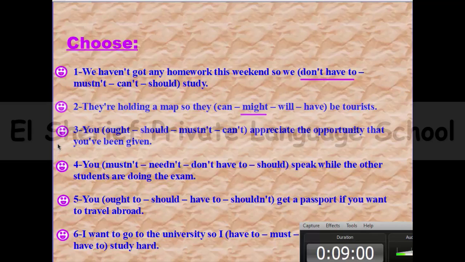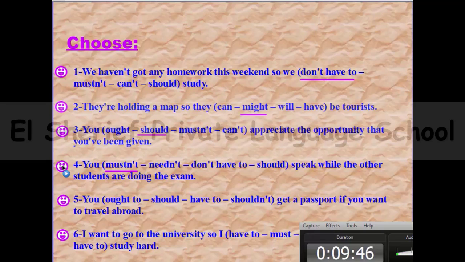Number 3, you ought, you should, you mustn't, you can't appreciate the opportunity that you have been given. So, you should. I advise you that you should appreciate the opportunity that you have been given. Number 4, you mustn't, you needn't, you don't have to, you should speak while the other students are doing the exam. So you mustn't. I talk to you, so I warn you not to speak. So you mustn't speak while the other students are doing the exam.